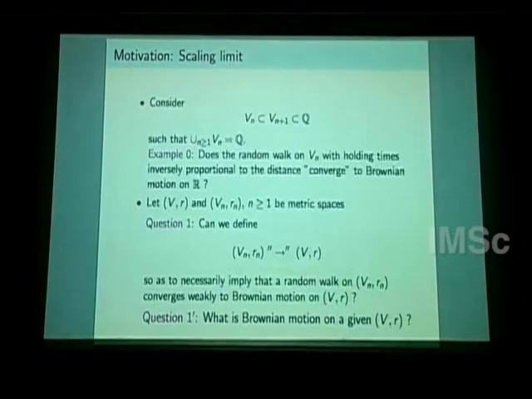But question 1 is what I want to focus on. I have a sequence of metric spaces, perhaps discrete, so discrete points with some metric R_n. I have some random walk on the metric space. Now, there are various notions of metric spaces converging to other metric spaces. If this happens, can I say my random walk converges weakly to Brownian motion on the big metric space?